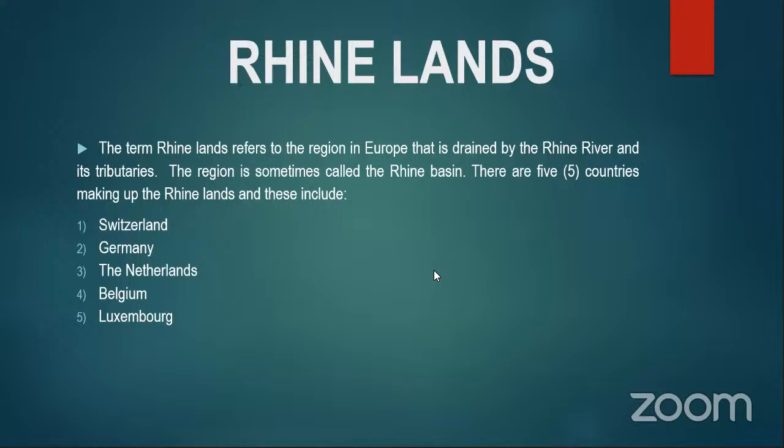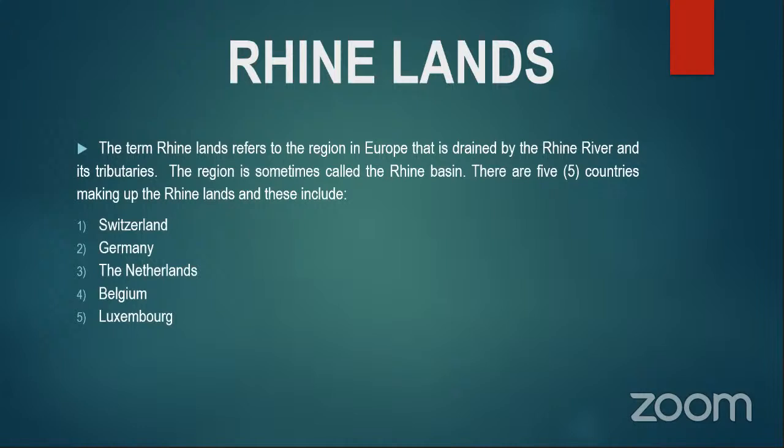Luxembourg. So the 5 countries that are drained by River Rhine include Switzerland, Germany, the Netherlands, Belgium, and Luxembourg. So these are the countries that make up the Rhine region.